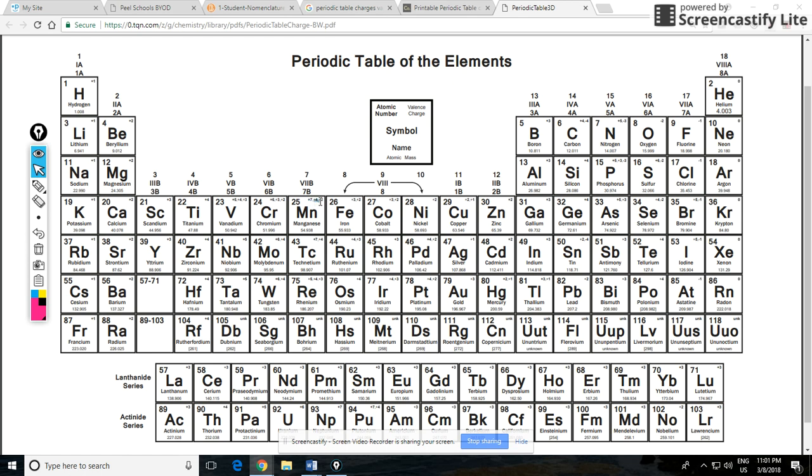+7, +4, +2. And we decide to use a stock system. When there's more than one charge, you have to identify which metal version you have. You have manganese +7, manganese 4, manganese 2. And many of those multivalent elements are found in the transition metal groups 3 to 12. Not all of these elements are multivalent, but many are.